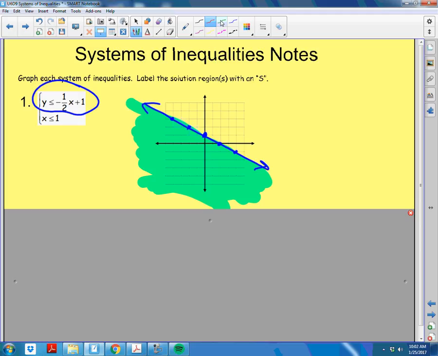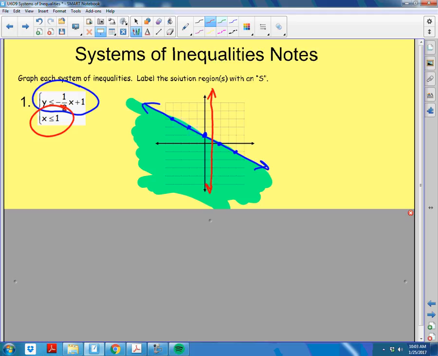Okay, now I got this one. What did we learn on the test? How do we graph a line in terms of x? What does it look like? It looks vertical. And where would I draw it? At 1. Is it dashed or solid? This one is solid because it includes the equal to. So here is my line.